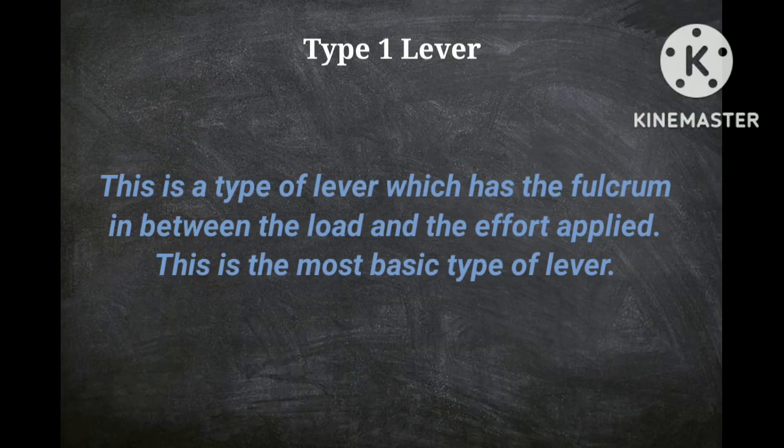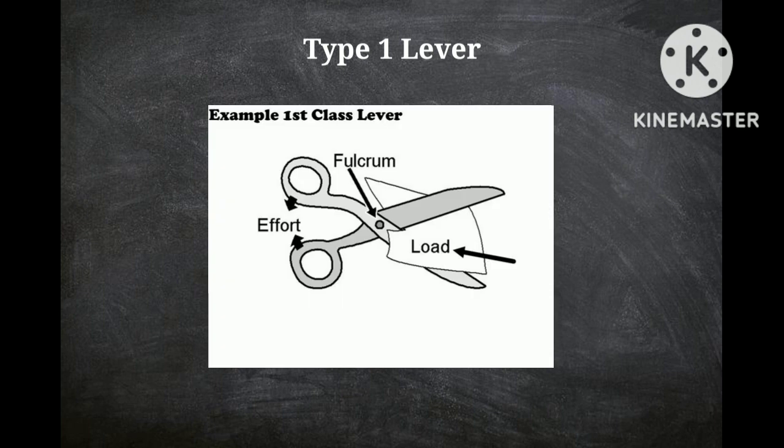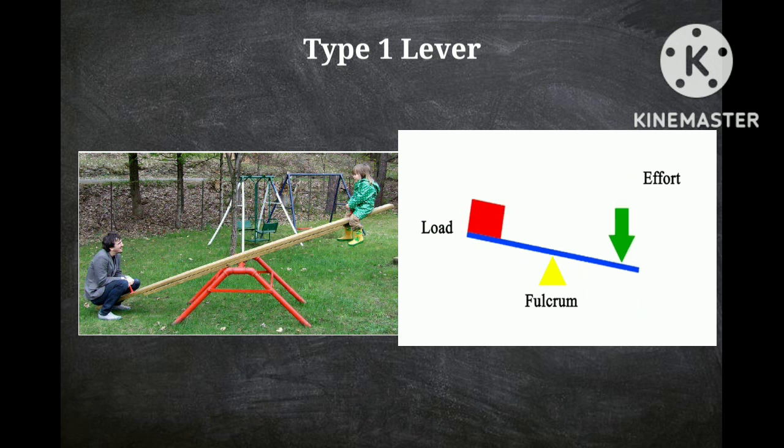This is a type of lever which has the fulcrum in between the load and the effort applied. This is the most basic type of lever. Here are the two examples. Number 1. Using scissors represents the use of two first-class levers. Number 2. Orlando's hand pushes a scissor or crowbar.